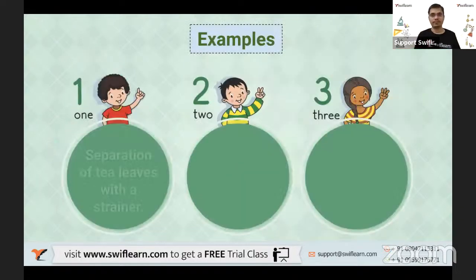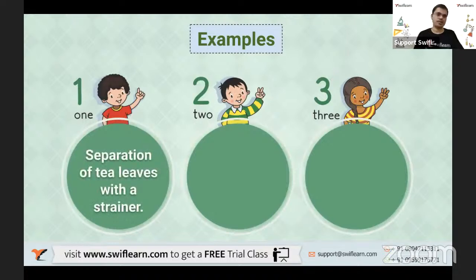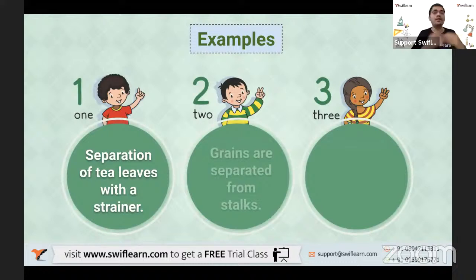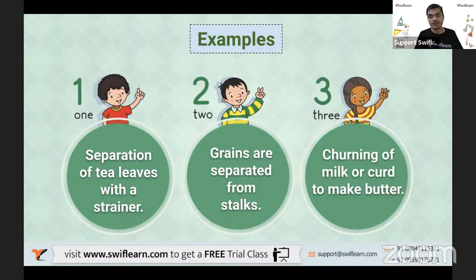Very good. So next, separation of tea leaves with a strainer, you must have observed that, right? Now it's cold season, is it not? So everyone is excited as soon as you get up. Mother, please give me a cup of tea. So once you go and observe your mother, when she makes the tea, she filters the tea leaves from the liquid tea, right? Grains are separated from the stones. Very good. And churning of milk or curd to make butter. Everyone likes the butter. Yes, buttermilk, right? So that is how separation can also be done.